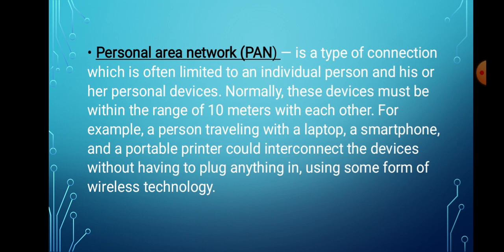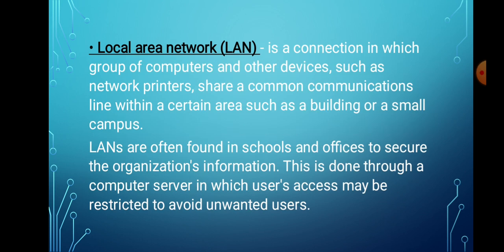Personal area network, or PAN, is a type of connection which is often limited to an individual person and his or her personal devices. Normally, these devices must be within the range of 10 meters of each other. For example, a person traveling with a laptop, a smartphone, and a portable printer could interconnect the devices without having to plug anything in, using some form of wireless technology.